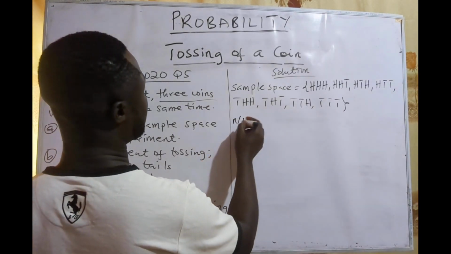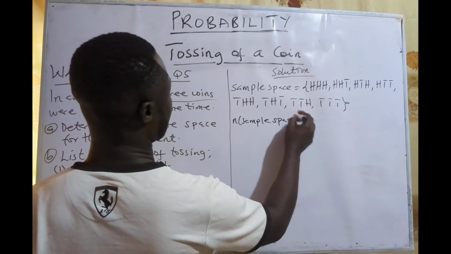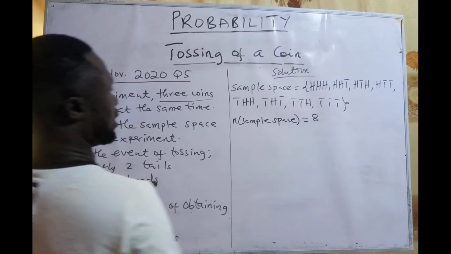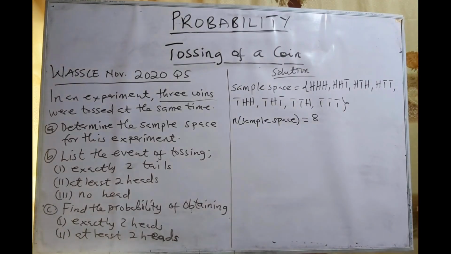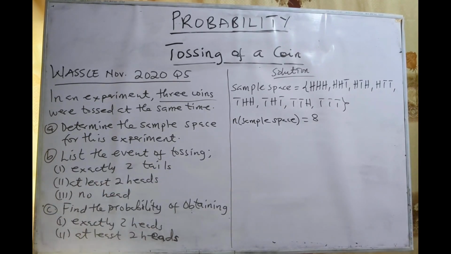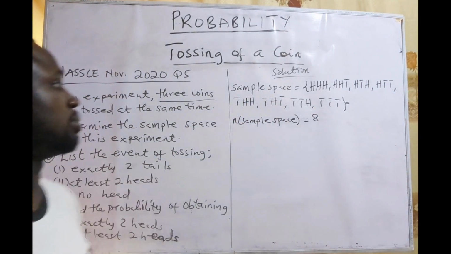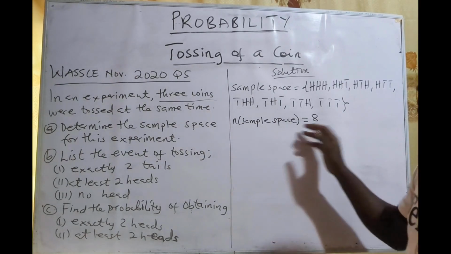So the number of sample space is 8. If the number of sample space is 8, we list it there because of the probability question he is going to ask us. So when you write, you write your number of possible outcomes, the number of sample space. Okay, so our sample space is 8. Now let's go to the question.